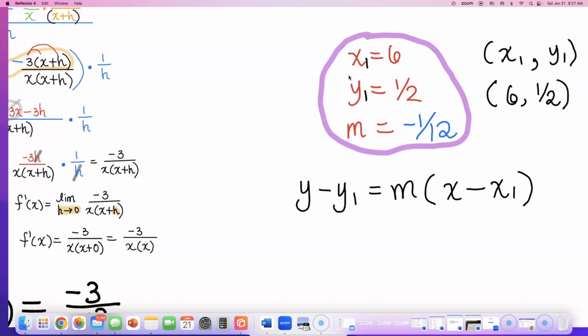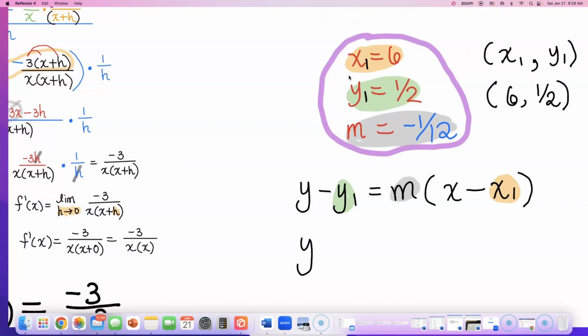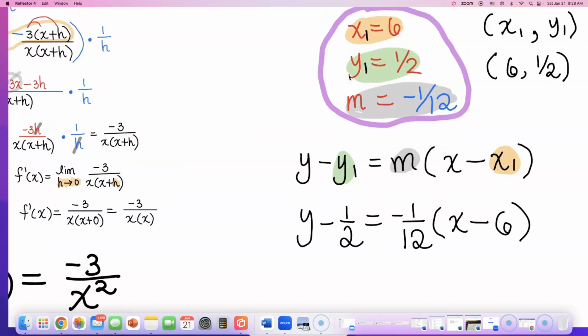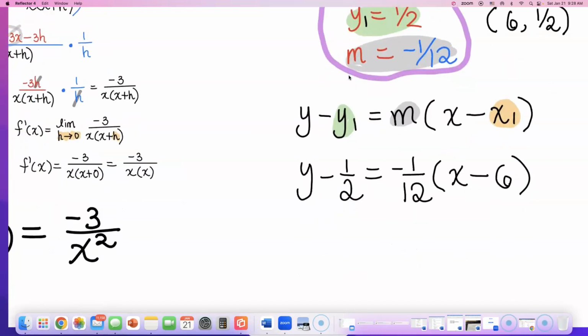So let me do all the plugging in. x1 is 6, so I'm going to plug in 6 right in here. What's next? y1 is half. I'm going to plug in y1 right there. And lastly, the one that took us a long time to find, m is negative 1 over 12. I'm plugging that right there. So here's my final answer. y minus half equals negative 1 over 12 times x minus 6. So this equation is in point slope form. You may stop there. This is what we can say to be our final answer.